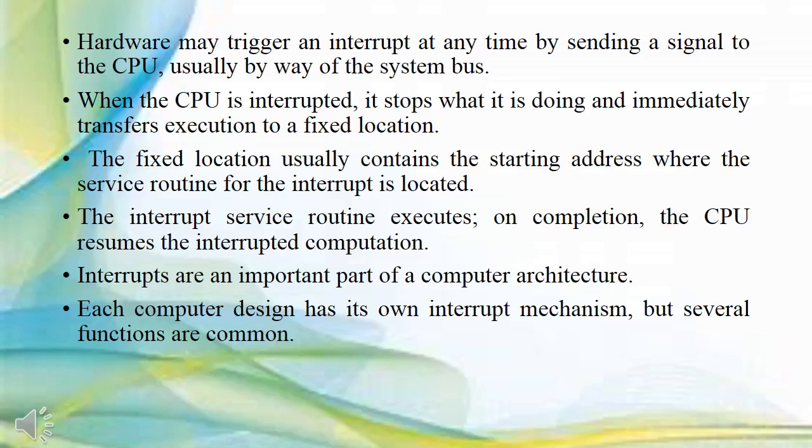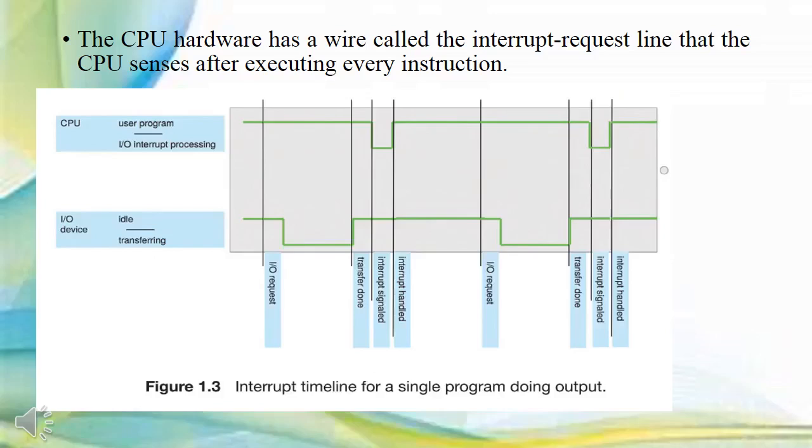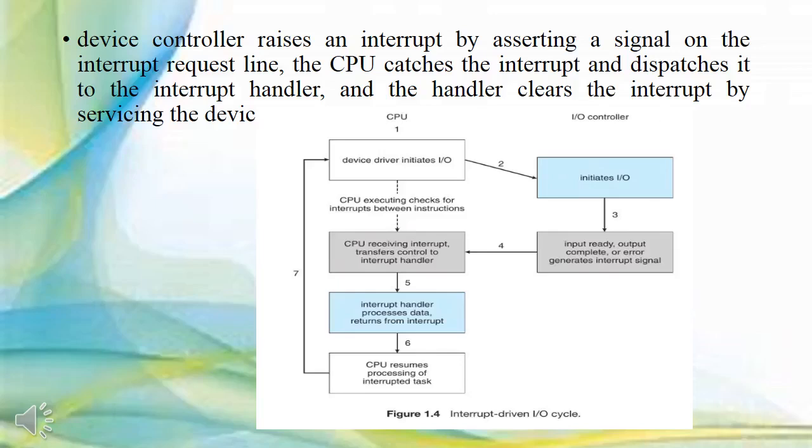Interrupts are an important part of a computer architecture. Each computer design has its own interrupt mechanism, but several functions are common. The CPU hardware has a wire called the interrupt request line that the CPU senses after executing every instruction. In the above diagram, the interrupt timeline for a single program is discussed. Device controller raises an interrupt by asserting a signal on the interrupt request line. The CPU catches the interrupt and dispatches it to the interrupt handler, and the handler clears the interrupt by servicing the device.